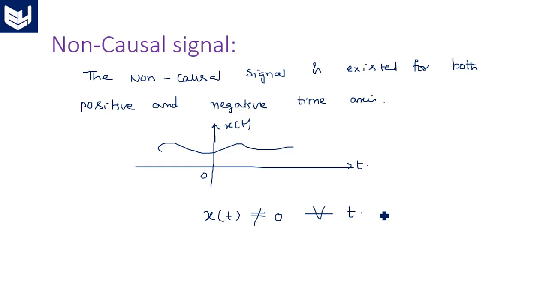Don't confuse many definitions in some textbooks. Only causal and non-causal is mentioned. Anti-causal signal sometimes referred to as a non-causal signal, but there is a difference. Okay, if you go and Google it, then you can understand the difference among these three. Okay, so causal signal existed for positive sided signal, anti-causal signal existed for negative sided signal, and non-causal signal is existed for both the positive and as well as negative.